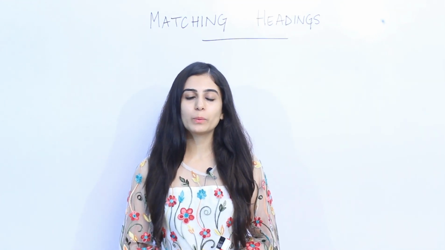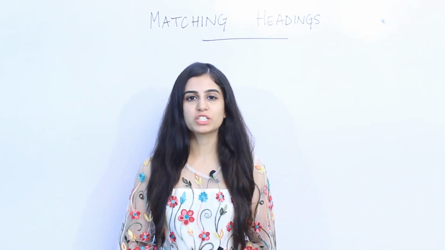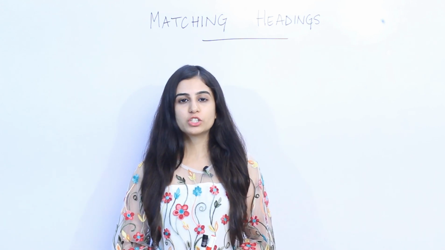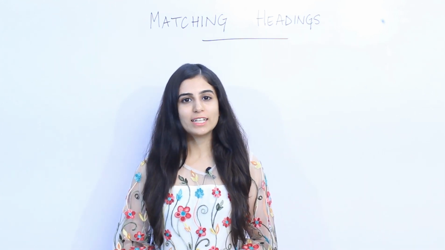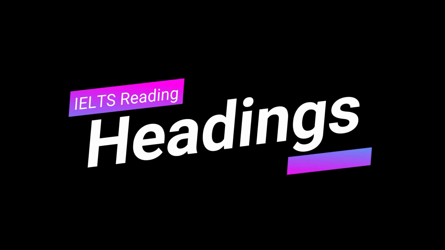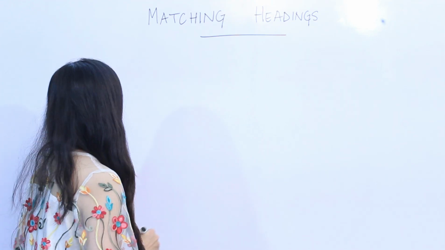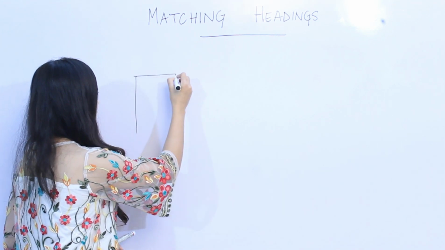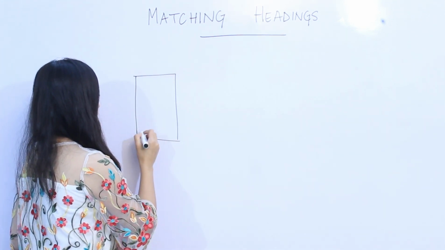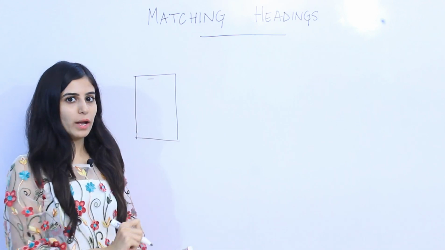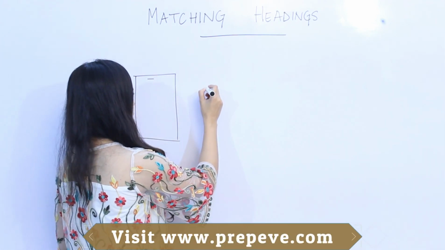Today we'll be starting with the second type of question, which is matching headings, features or sentences. So let's begin. First of all, you have your reading passage or comprehension here. This is probably your section 1, and you have the corresponding questions here.